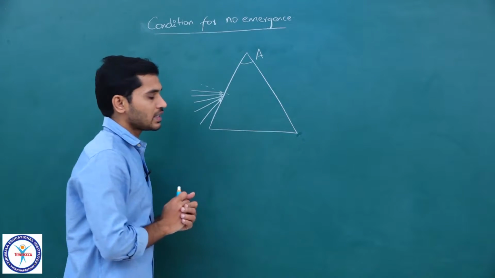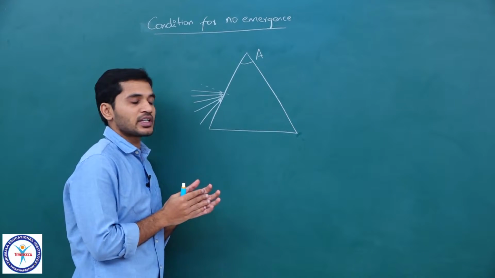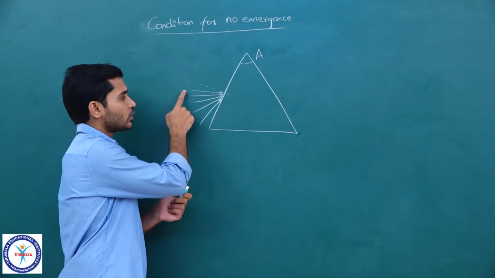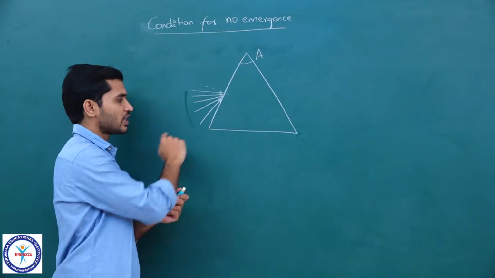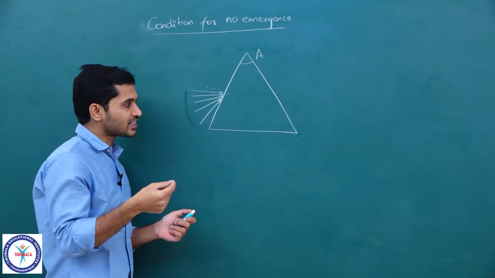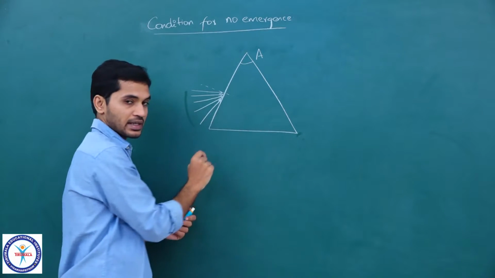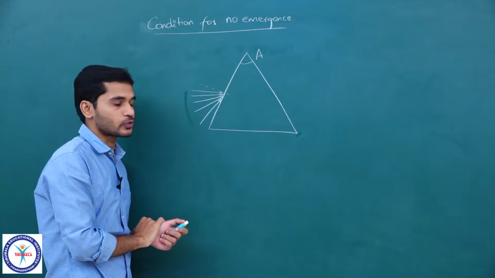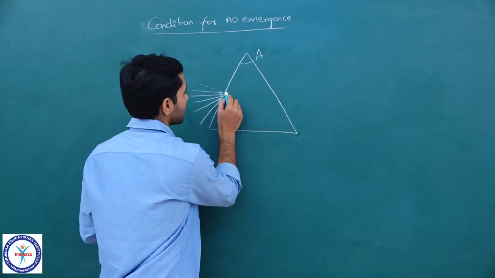Now, we already have discussed this in TIR. When I have to write a condition similar to that, I don't have to write the condition for each and every ray which is present here. I will have to choose one particular ray in such a way that if I write the condition for that ray, then each and every other ray will get reflected back also. So, let us try to understand that.